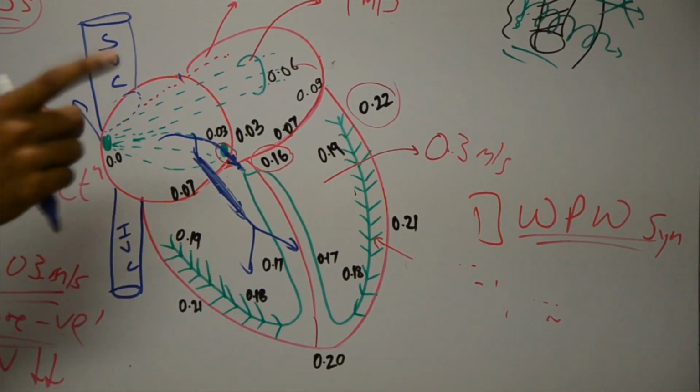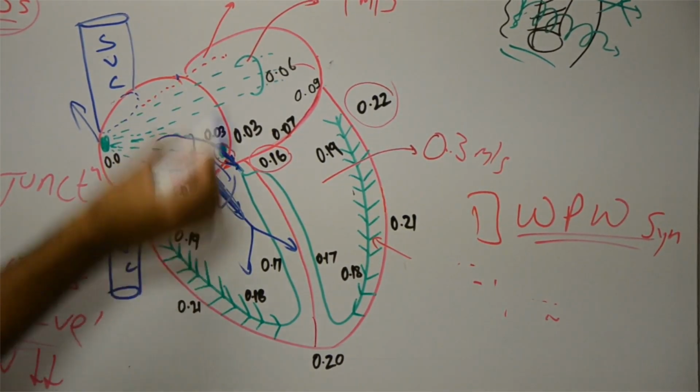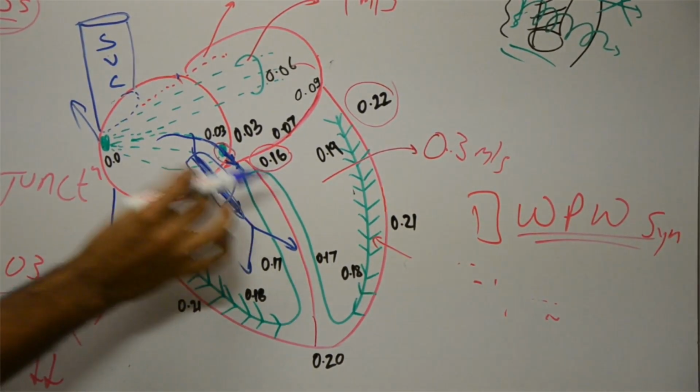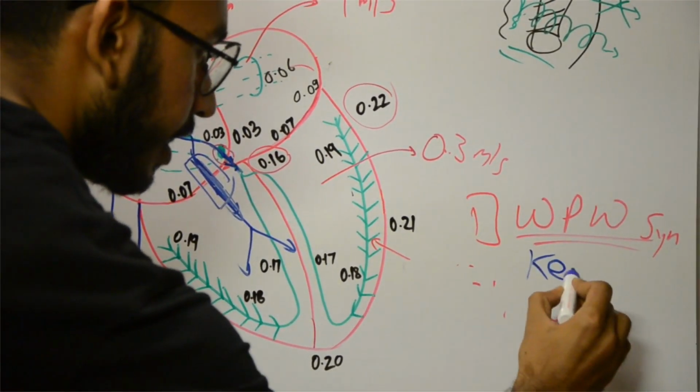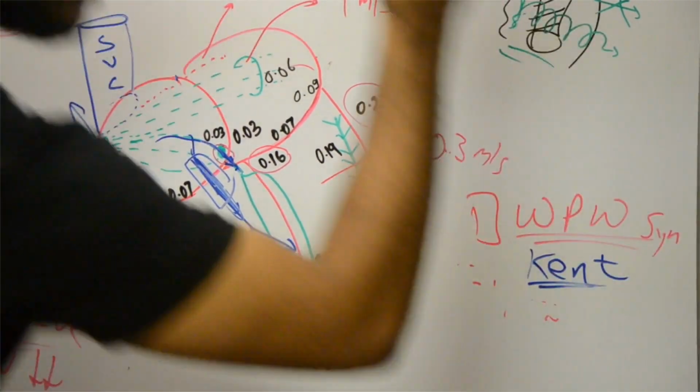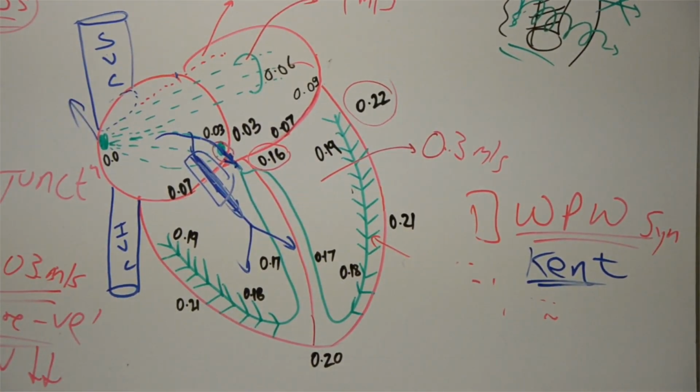So that is one very dangerous complication of Wolff-Parkinson-White syndrome, and this extra bundle or this extra connection is known as the bundle of Kent. It is known as the bundle of Kent. Okay, so this is all about the Wolff-Parkinson-White syndrome.